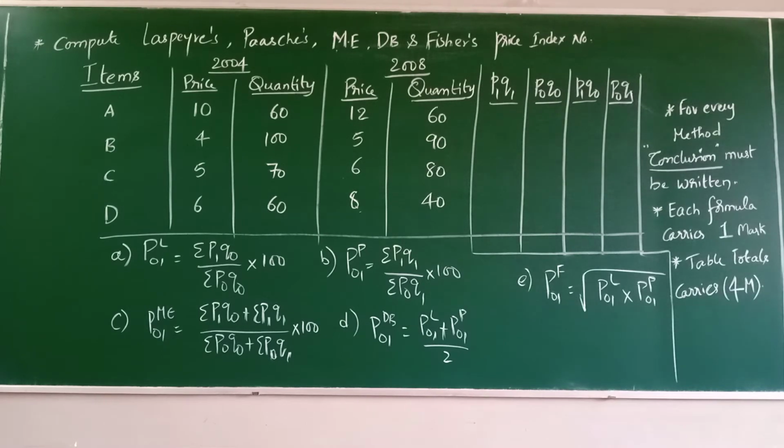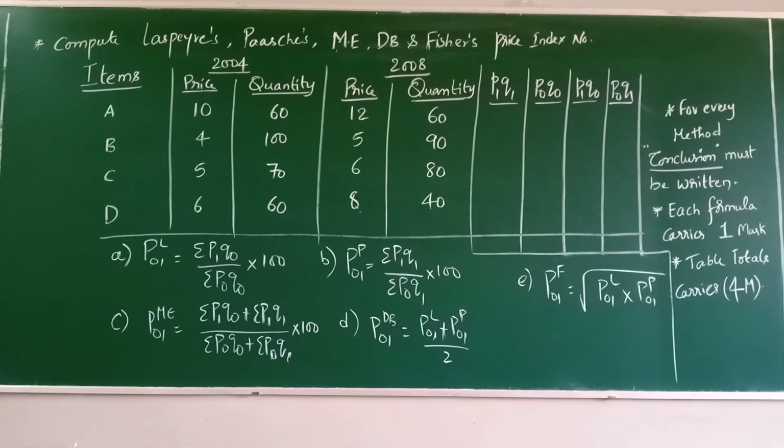Look at the board. I have written: compute Laspeyres, Paasche's, Marshall Edgeworth, Dorbish Bowley and Fisher's price index number. I am just pressing upon the words price index number, and the data is given. Items A, B, C, D, and in 2004 the price in rupees and quantity, and then in 2008 price and quantity.